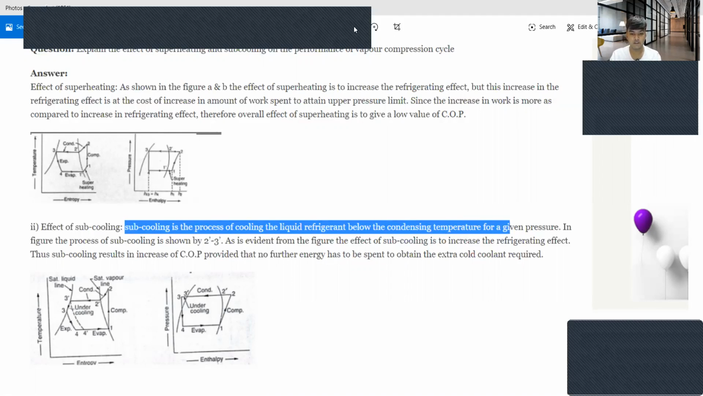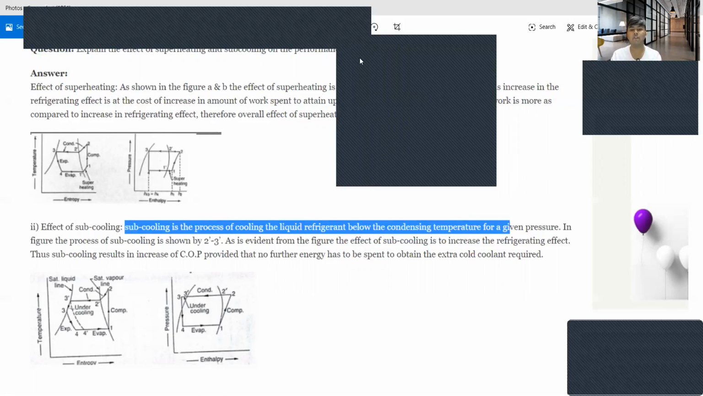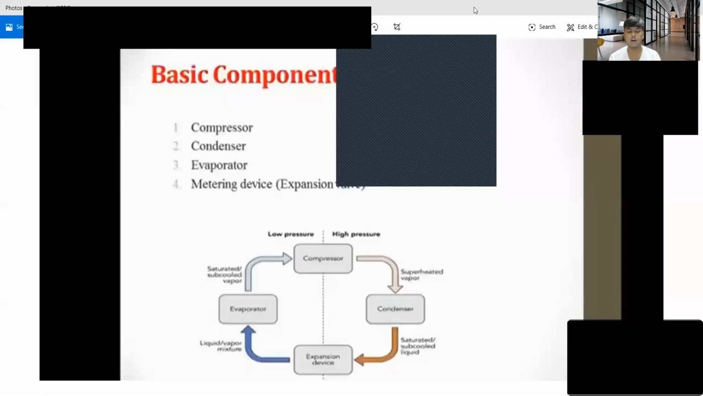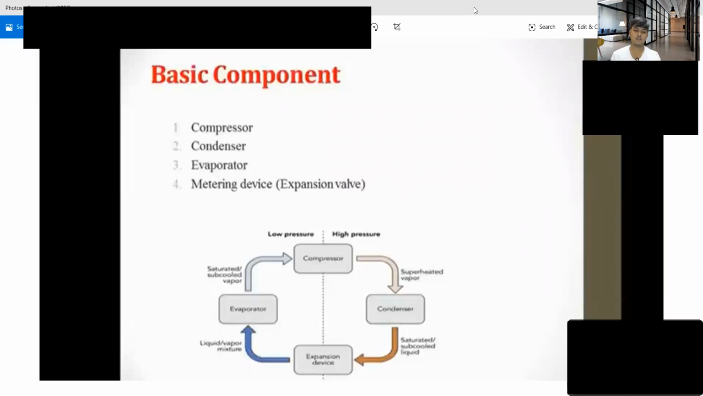Now let's understand how this is concerned with the effect on the VCRS system. As we have already seen the VCRS system, let me briefly recap. The basic parts of a VCR system are the compressor, condenser, evaporator, and your metering valve. The metering valve is your expansion valve. Here is the schematic of your VCR system.